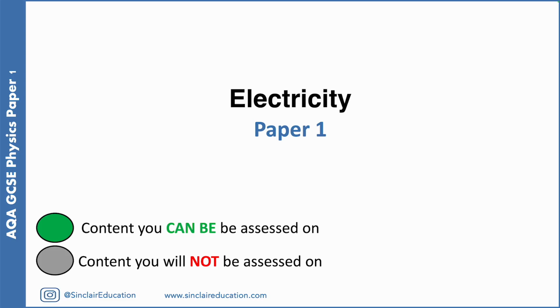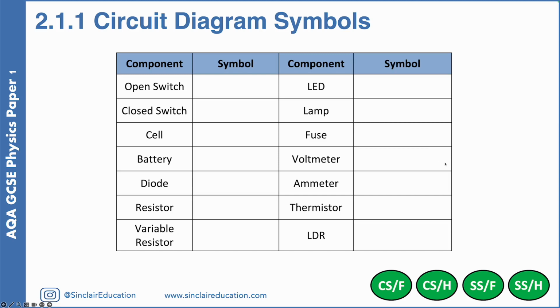In this section, we're going to be looking at electricity, and within this, we're going to be looking at everything as part of this, starting with symbol diagrams all the way through to the national grid and static electricity if you're studying separate science. Pay attention to the key on the right hand side. If this is in green for your paper, it means you could be assessed on this in your exam.